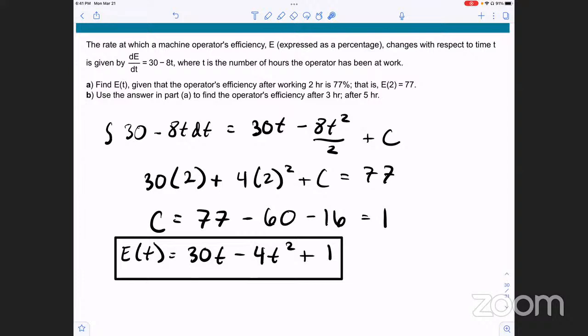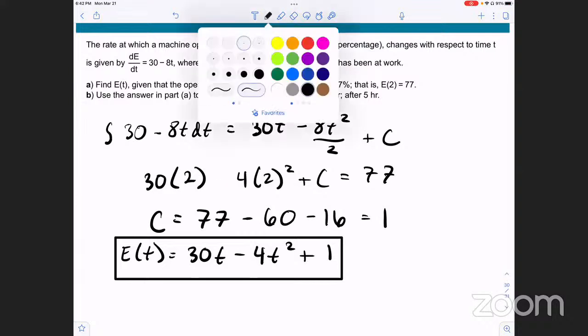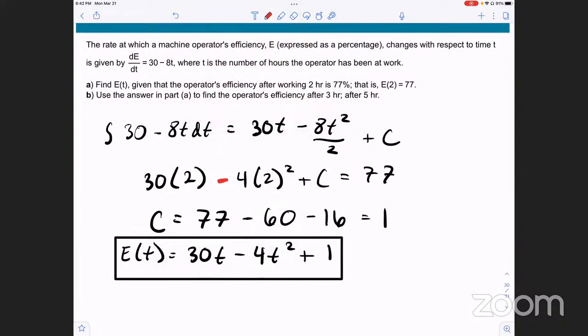Sorry, think about this. Let's see. So 4 times 4 is 16. 60 minus 16. No, something's off. What are we missing? Let me see. 76. That's a positive 1. Oh, I see where I made my mistake. Right here. I switched the sign. So this was a 60. This is supposed to be a minus right here. Let me do it right. This is supposed to be minus, right?